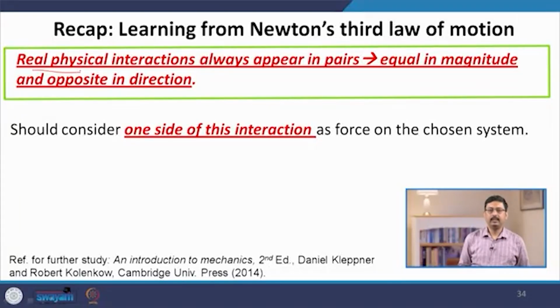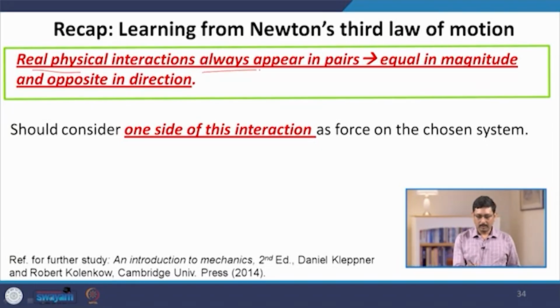Newton's laws are very simple to state, but there are a lot of subtleties involved, so there is a lot of conceptual misunderstanding among students. Hence, I quickly summarize and recap what we discussed in the last lecture about the message of Newton's third law and second law. The learning from Newton's third law of motion is that it says what a real physical interaction is.